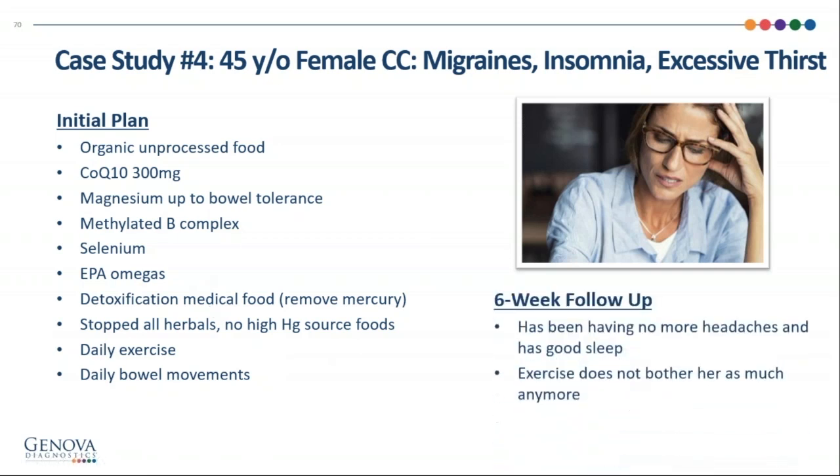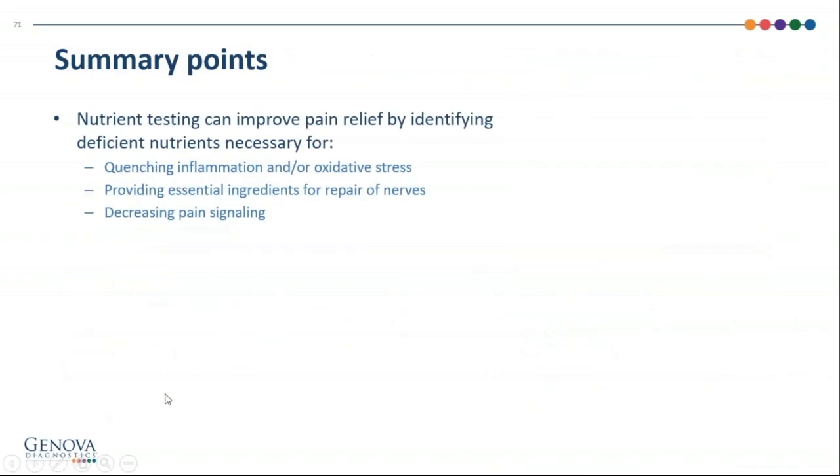And with that, at 6 weeks, she was no longer having headaches. She was sleeping better, and exercise wasn't bothering her as much either. She had much more energy. So to summarize, nutrient testing can improve pain relief by identifying deficient nutrients necessary not just for inflammation, but also for oxidative stress, and we want to provide the essential nutrients for repair of nerves and other tissues when we're talking about the long game or the end game in taking away pain.